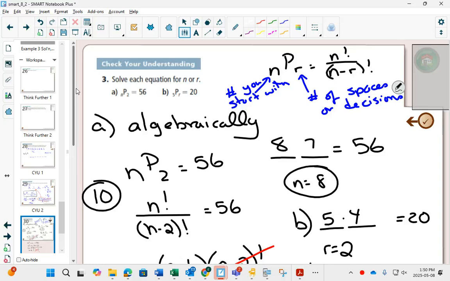Lots of times they'll say algebraically on the exam. They want you to see that you know how to use the formula and manipulate it. We get to do a lot of fun stuff today.